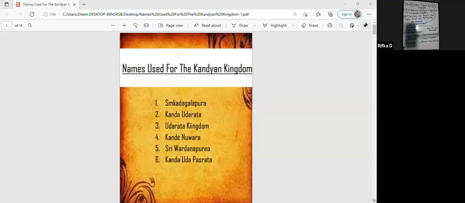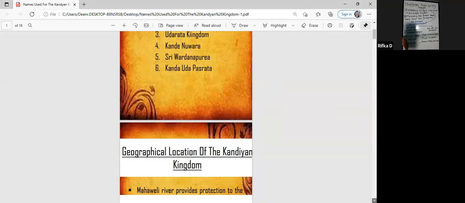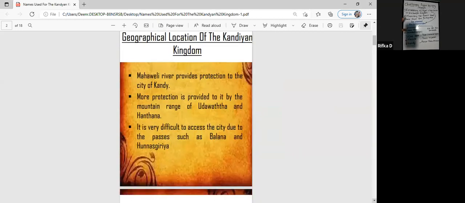First, we learned some of the other names used for the Kandyan kingdom. They are Senkadagalapura, Kanda Udarata kingdom, Kande Nuvara, Sri Vardhanapura, Kanda Udapasrata. These are some of the other names that we have used for the Kandyan kingdom.